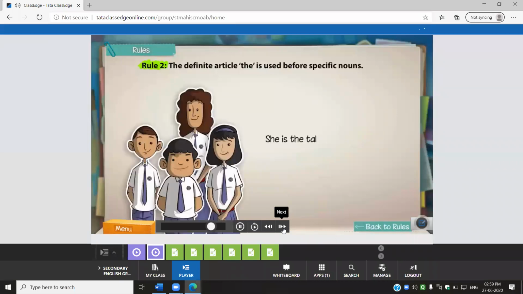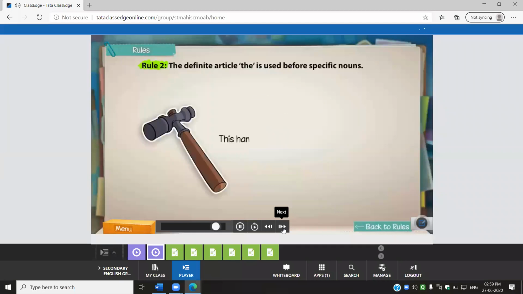The article the is also used before a superlative degree of comparison, such as tallest. In this example, the definite article the is used before the superlative most useful.